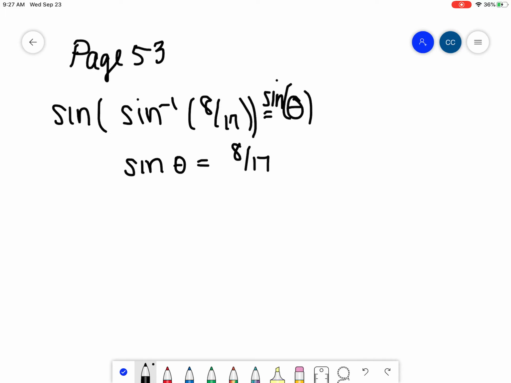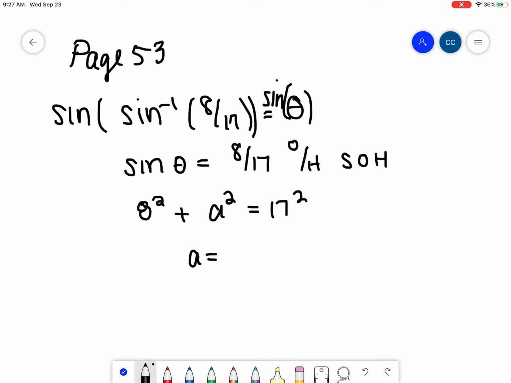So now we need to use the Pythagorean theorem, because sine is SOHCAHTOA, which means this represents opposite over hypotenuse. So we have 8 squared plus the adjacent squared equals 17 squared. So the adjacent length will be 17 squared minus 8 squared, all under the radical. So we end up getting 15.